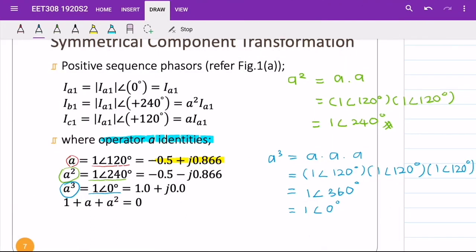And for the last equation for operator A identities, why do we get 0 here? It is because A plus A to the power of 2, if we calculate, we will get minus 1. So 1 plus minus 1 is equal to 0.